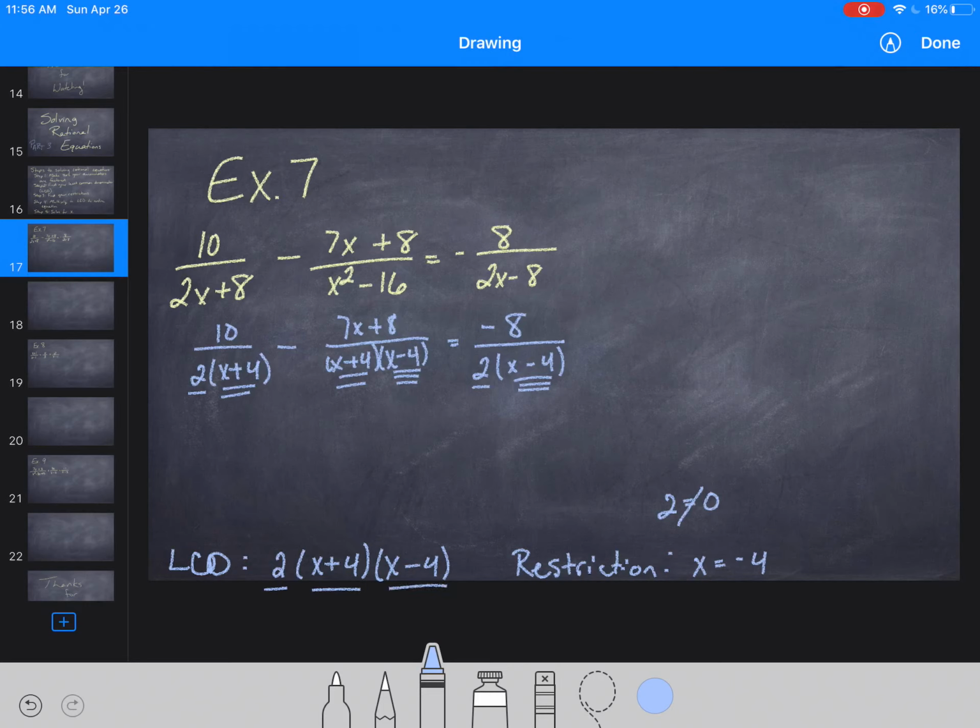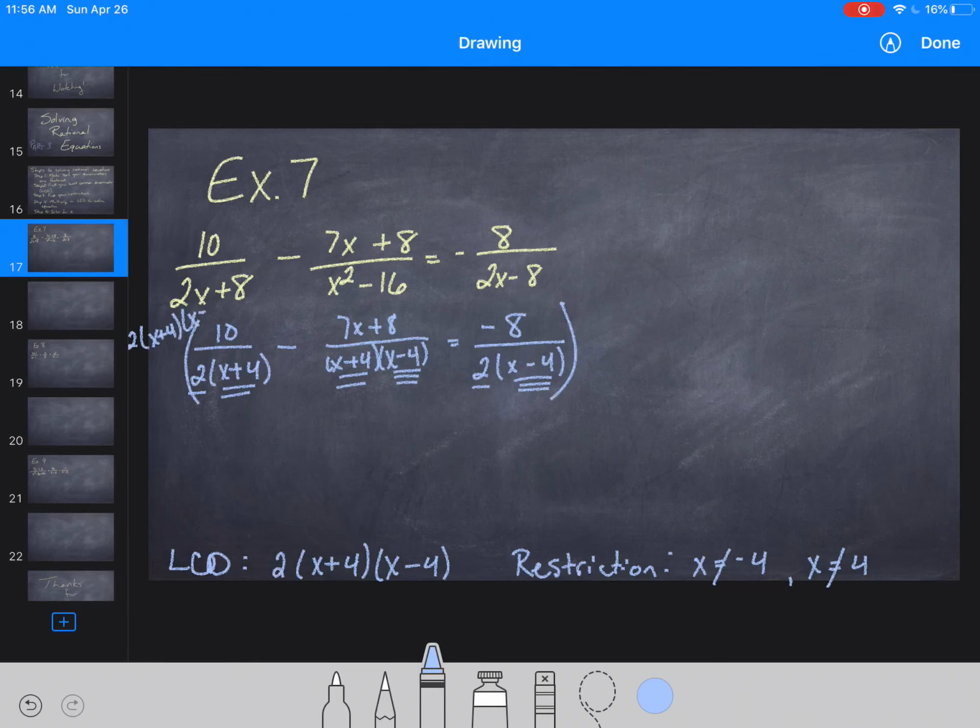Then I can do the x plus 4. When I set x plus 4 equal to 0 and solve for x, I end up getting x is equal to a negative 4. And then if I set my x minus 4 equal to 0 and I solve for x, I can see that I get x is equal to a positive 4. So I know that x cannot equal a negative 4 or a positive 4. If I were to use these as solutions, I would get undefined fractions in my problem, and I cannot have that.